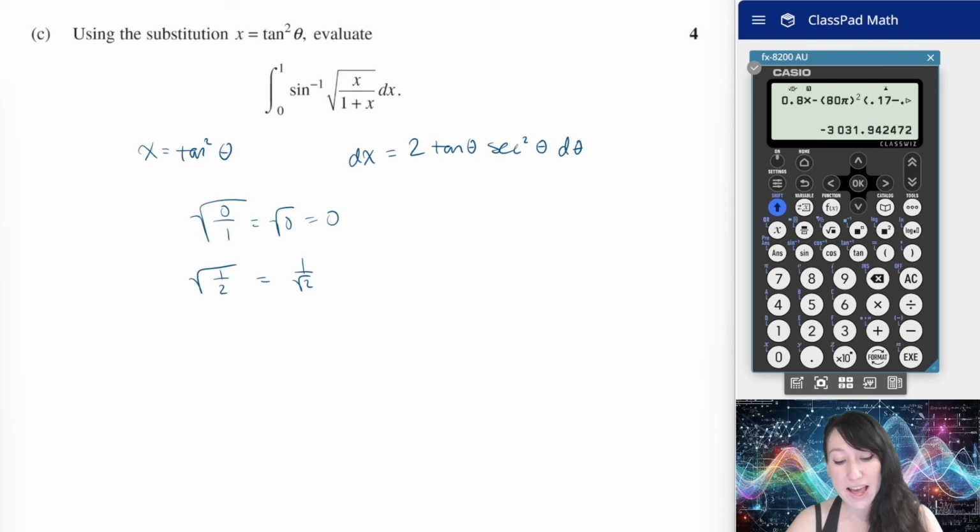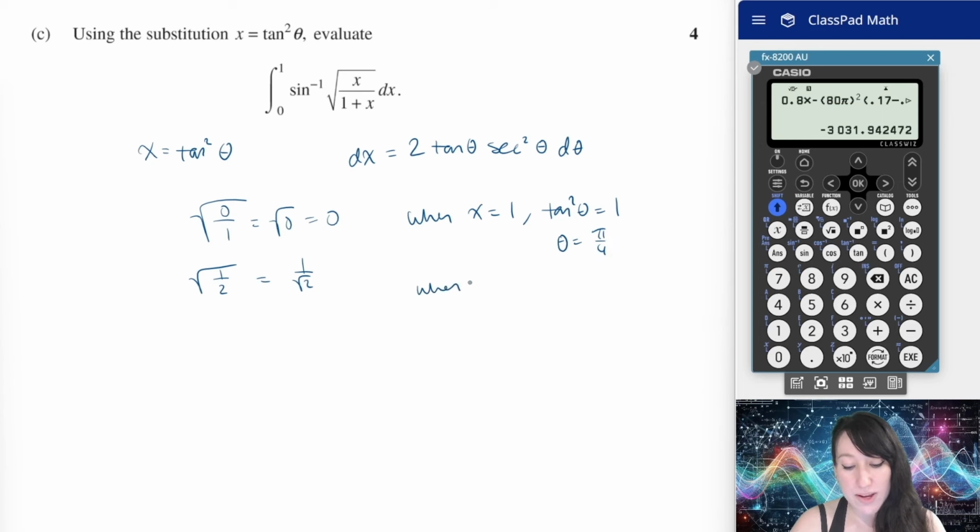And if we look at x equals tan squared theta, when x is 1, we get tan squared theta equals 1. Normally, we'd have to look at square rooting that and getting plus or minus 1, but we know we're looking in quadrant 1 right now. So in that case, we'll have theta being pi over 4. And then when x is 0, tan squared theta equals 0, so we're going to get theta equals 0. So those are our new limits of integration.